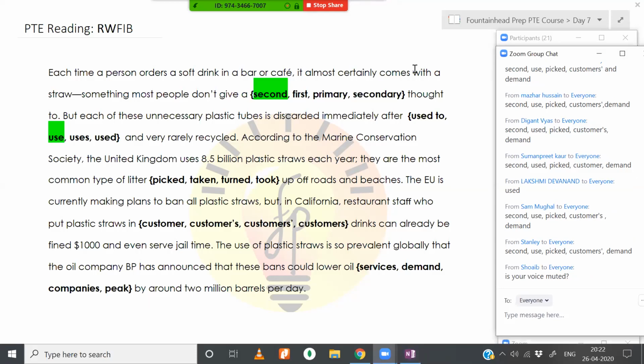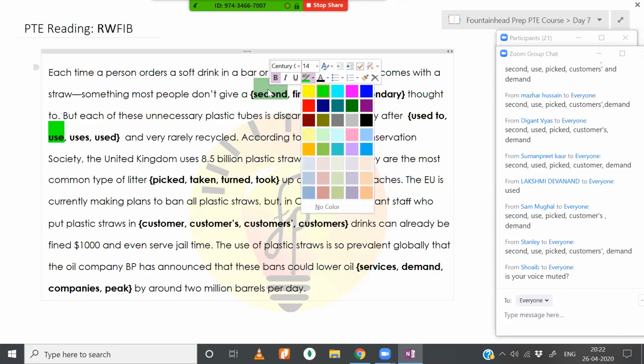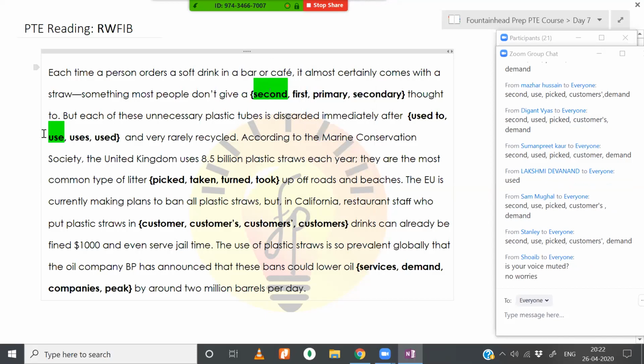Okay, thank you, Shoaib. Thank you for finding this out. So I was talking all this while. The first answer is second. Then you have use. I can see a lot of you have mentioned it as use. If you could explain your rationale for why you went with use, you can just post it there.